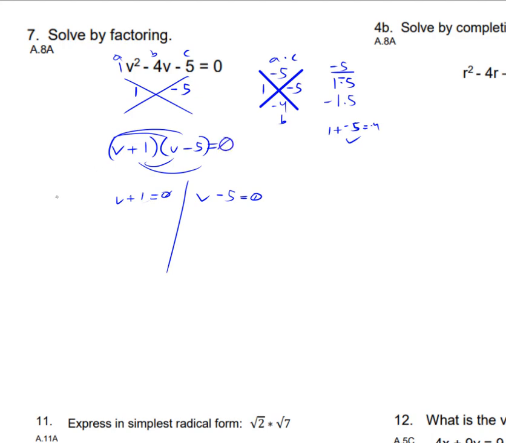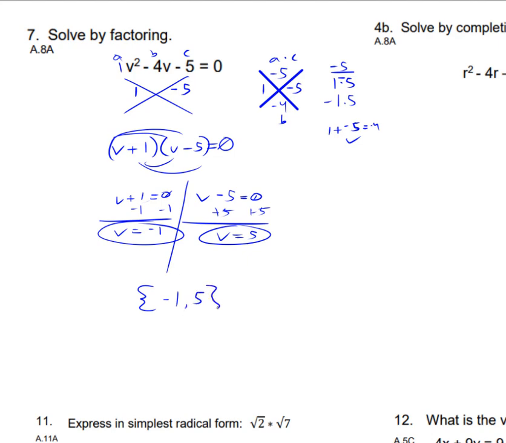So v plus 1 equals 0. I'm going to subtract 1 and I get v is equal to negative 1. And for this one, I'm going to add 5 to both sides, and I get v is equal to 5. Those are my solutions. Once again, with solutions, you put them in braces like this, and you put them from least to greatest. So negative 1, 5. And there we go.